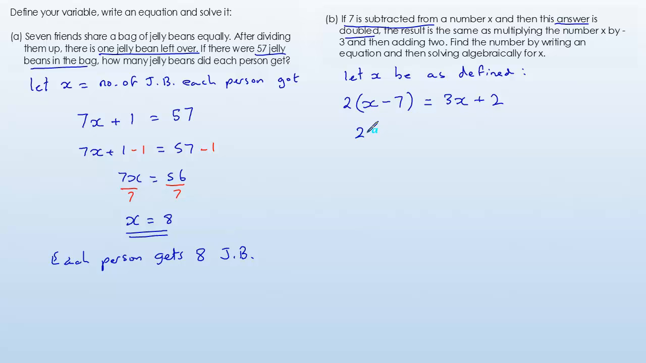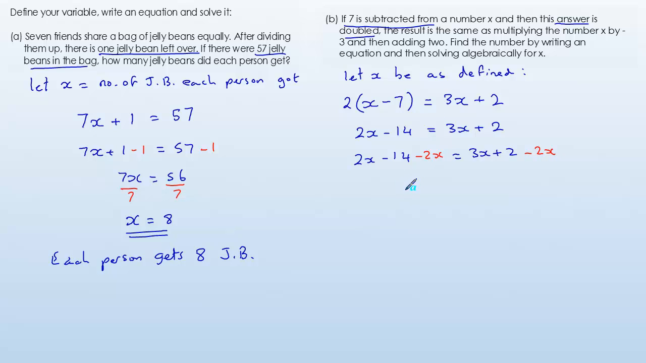Let's expand over here. So we get 2x take away 14 is 3x plus 2. Find the smaller number of x's. So we have 3 x's, positive 3 x's here and positive 2 x's here. The smaller number is the positive 2 x's. So we can remove those from this side by subtracting 2x. And of course, if we've done that on the left, we have to do the same thing on the right.